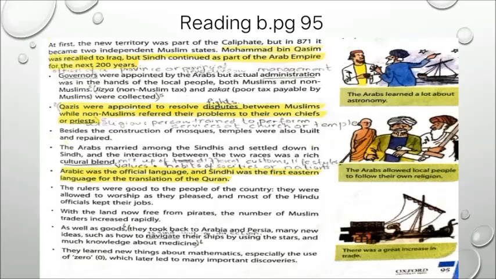Governors were appointed by the Arabs, but actual administration was in the hands of the local people, both Muslims and non-Muslims. Jizya, non-Muslim tax, and zakat, both tax payable by Muslims, were collected. Here they are telling us that although Arabs appointed governors, to keep equality and to give local people a sense of empowerment or authority, they were the ones who were handling all the matters.